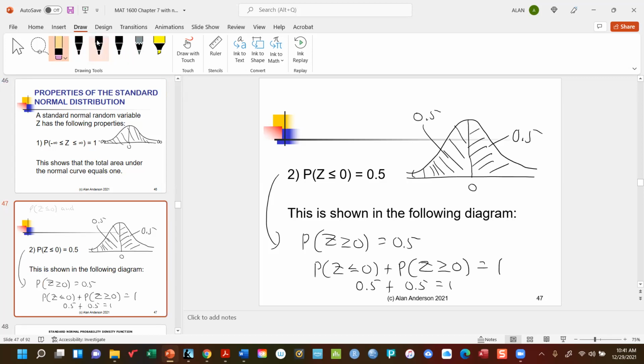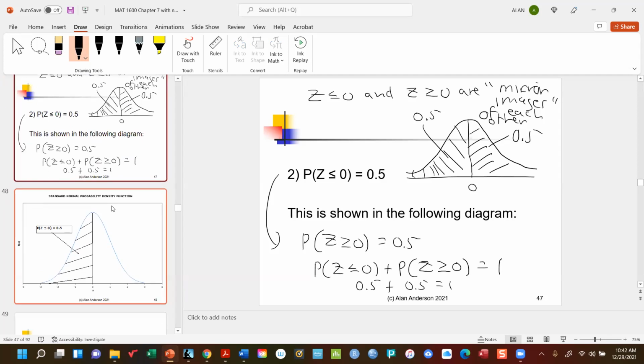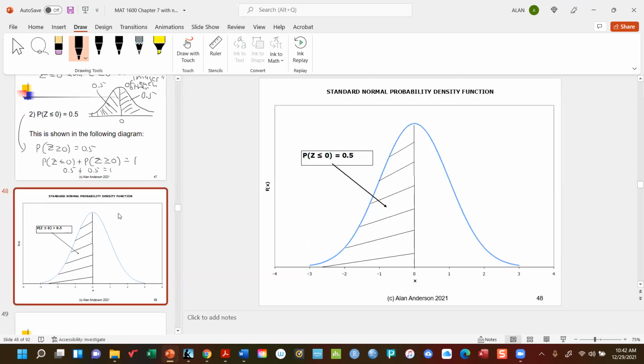All right. So the only way they can be mirror images is if they both have the same area. And the only way they can both have the same area and yet both add up to 1 is if each individually is equal to a half. All right, well, here's the Excel version of that.